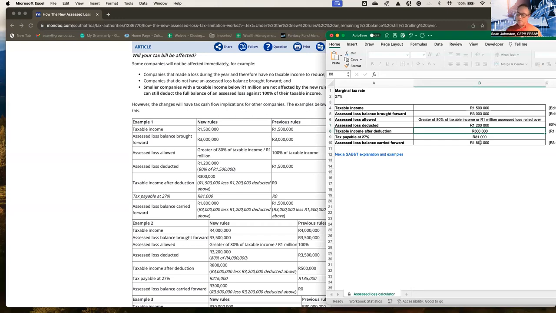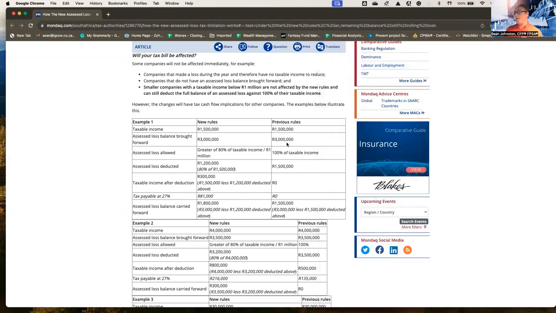That's important because if you're rolling losses over relative to taxable income, what is the tax going to be in that year? In this case, 81,000 for a taxable income of 1.5 million is not bad. But bear in mind, under the previous tax rules you wouldn't have paid any tax, because your assessed loss is greater than your taxable income, which you can see over here. In this example, 1.5 million is the taxable income and 3 million is the assessed loss. It's 100% of taxable income, so the assessed loss deducted is 3 minus 1.5, so you roll over with 1.5, you make a loss, and there's no tax.